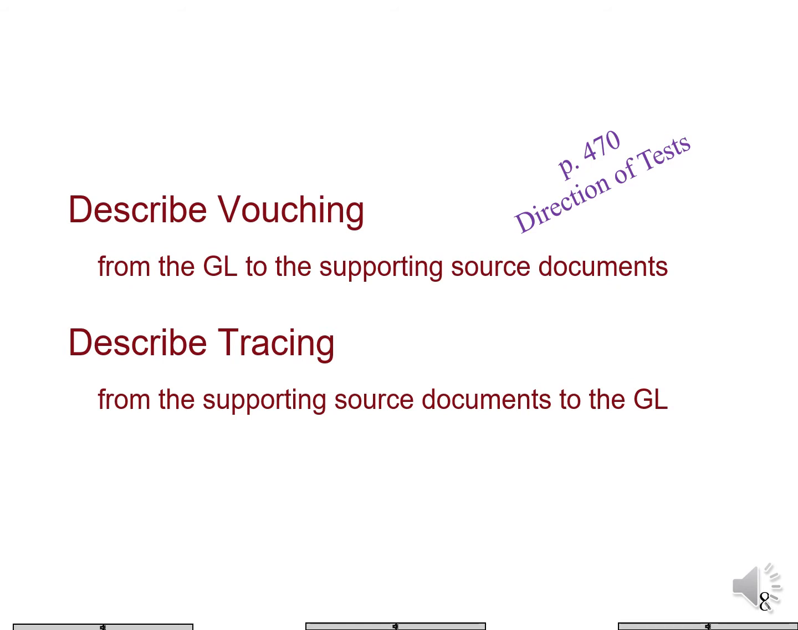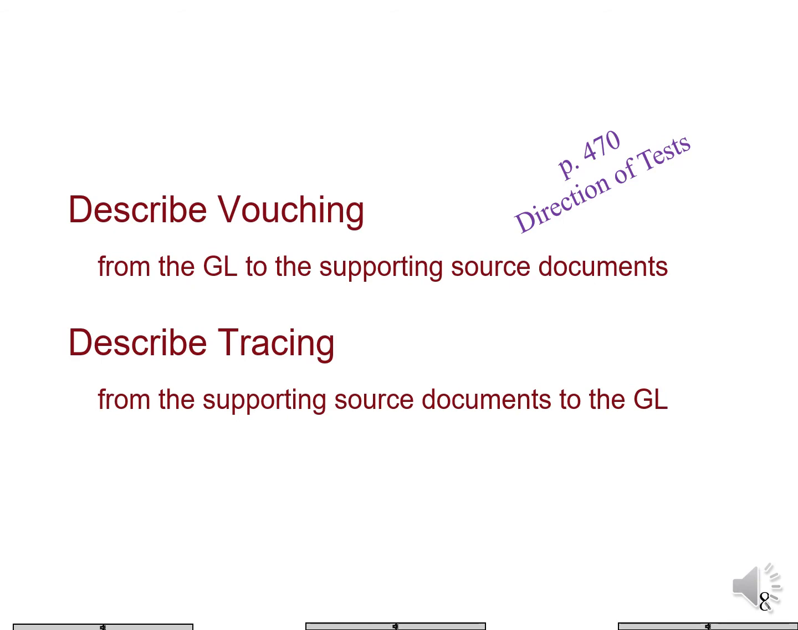Vouching and tracing are nothing more or less than direction. Vouching is from the general ledger or sales journal to supporting source documents. Tracing is from supporting source documents to the general ledger. I think of tracing as going forward. We simply go from the customer order to the sales order to the shipping document to the invoice to the sales journal to the general ledger. So tracing just follows the direction of the transaction.